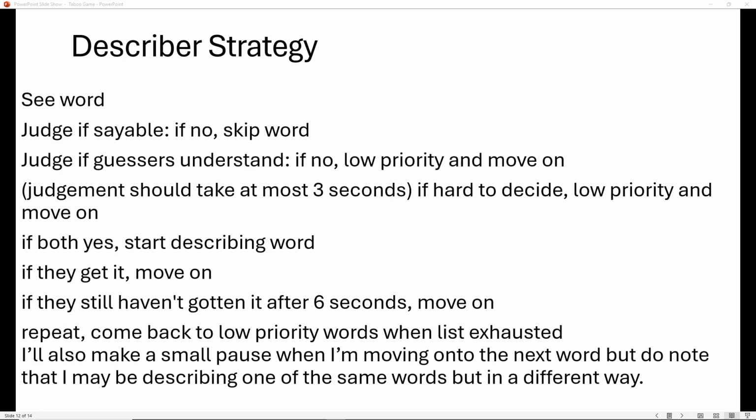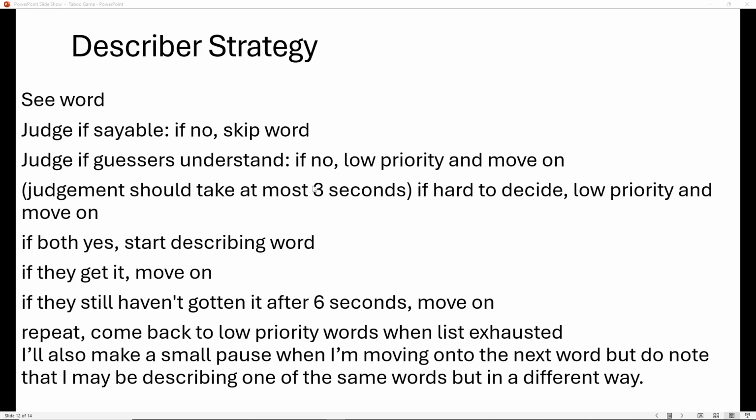Now, the discover strategy. All right, so a word shows up. So you see the word, judge if it's sayable, I'd say. So if it's not, so you don't know the word, just skip it. If you will understand it, but you're not sure if your guessers will understand it, like I said, Voldemort or whatever other reference, I can't think of examples at the moment, just leave it as low priority and move on.